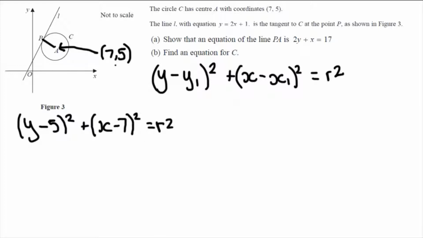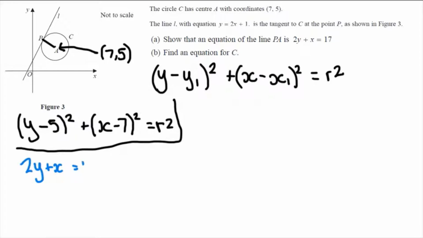So we're going to use this point here, which is point A, (7, 5), and we're going to work out what this point here is, point P, and then we're going to use a formula that allows us to calculate the distance between 2 points. So how are we going to work out point P? Well, we know from part A that the equation of PA is 2y plus x equals 17, and we also know the equation of line L.